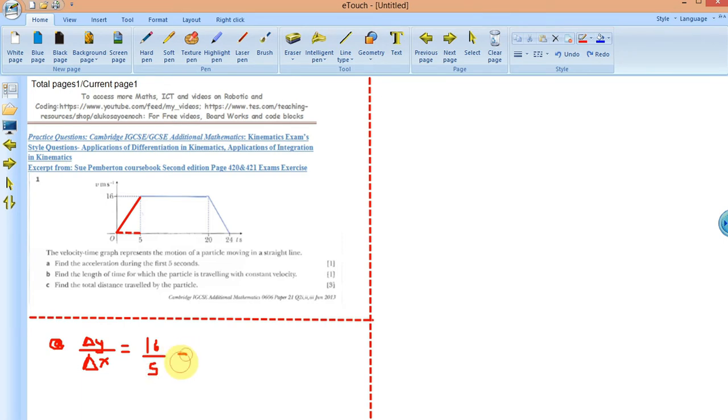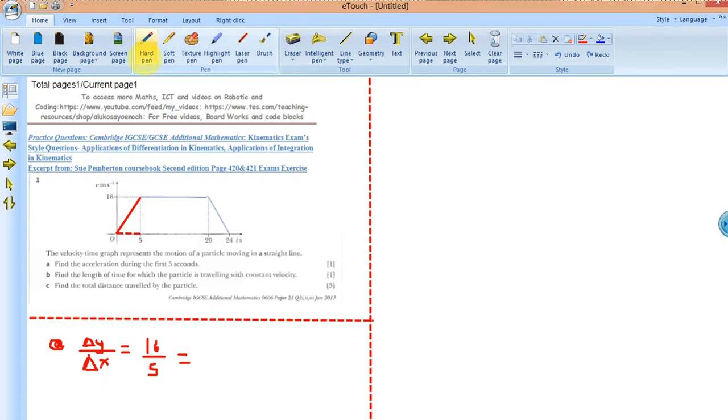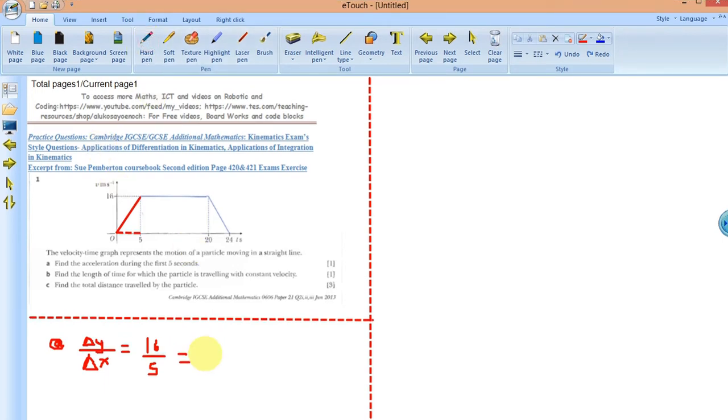So what is 16 over 5? Let me pick up my calculator. 16 divided by 5 equals 3.2. So the answer here is 3.2. This is acceleration, that will be 3.2 meters per second squared. So you can just write here, acceleration A during the first 5 seconds is 3.2 meters per second squared.